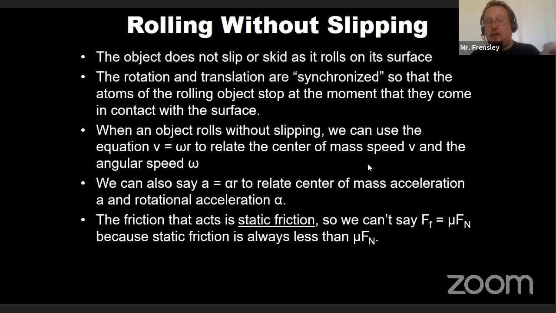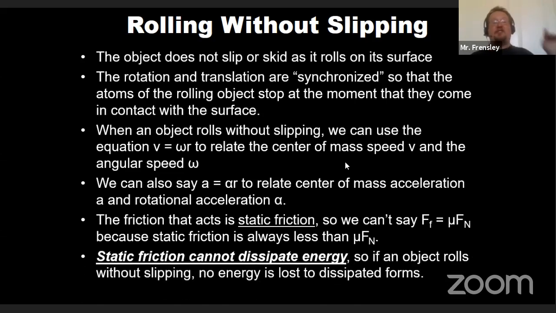When you roll without slipping, you have static friction, which means you cannot say friction equals mu normal. Static friction doesn't do his best. He does less than his best. Okay, he's like some of my students, unfortunately, right? And this is a third one. Static friction cannot dissipate energy. You cannot lose energy to friction, which is great because then I can use conservation of energy. So rolling without slipping, V equals omega R and A equals alpha R, go for it. Friction equals mu normal, don't even touch it. Conservation of energy, go nuts. It's great. All right, so I like rolling without slipping. Just don't say friction equals mu normal.